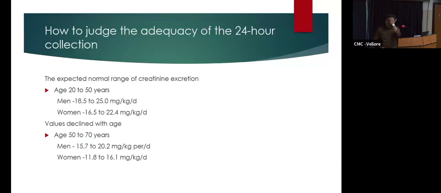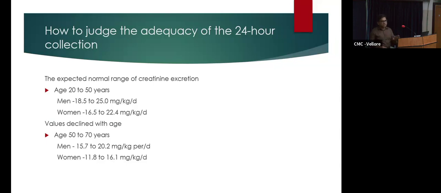So how will we assess whether the proteinuria we have measured is adequate or inadequate? It depends on how the patient's creatinine has been measured in the urine. So when you are sending the 24-hour urine analysis, always send the 24-hour urine protein creatinine along with that. In normal persons aged 20 to 50 years, men excrete 18.5 to 20 milligram per kg per day of creatinine in the urine, and women 16.5 to 22.4 milligram per kg. And if the patients are of old age, these values decline: for men it is 15.7 to 20.2, and for women it is 11.8 to 16.1.